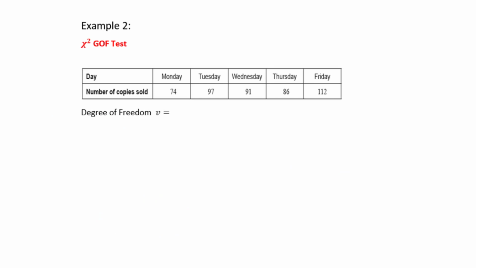Let's go to example 2. Chi-square goodness of fit test. Since in this hypothesis test, we only have 1 set of data, the degree of freedom equals n minus 1. 5 minus 1 equals 4.